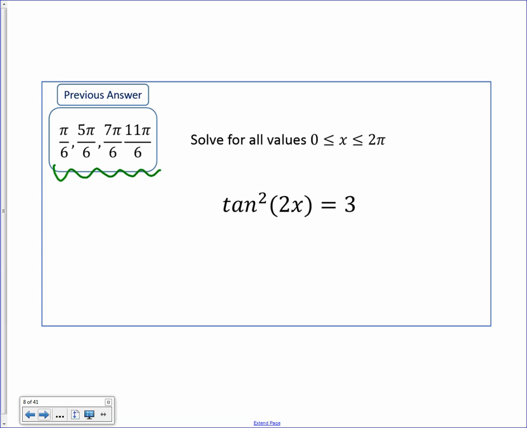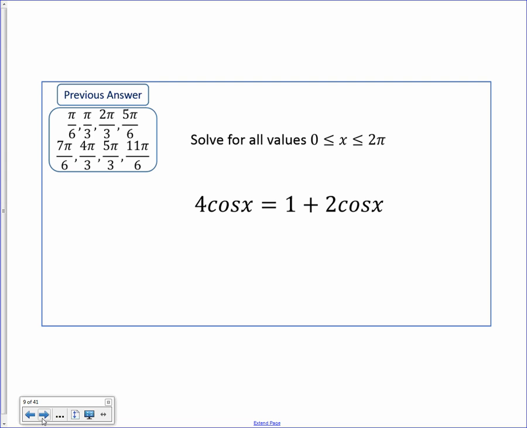If for some reason your answers aren't matching mine, that's okay. Just try to jump in and find the next equation that we're dealing with. So see if you can find tangent squared of 2x equals 3. And the answers to tangent squared 2x equals 3 should be all 8 of these answers.